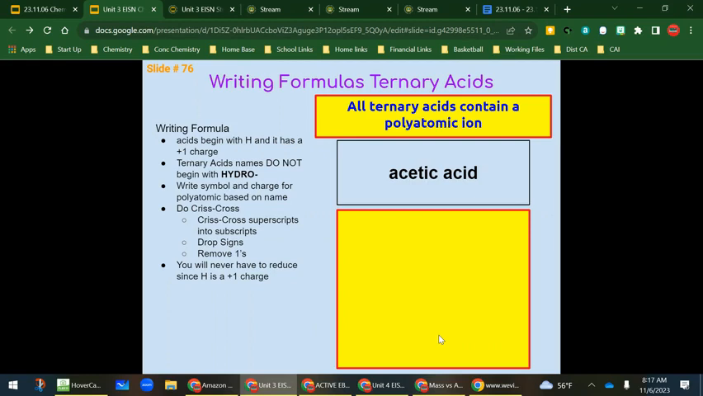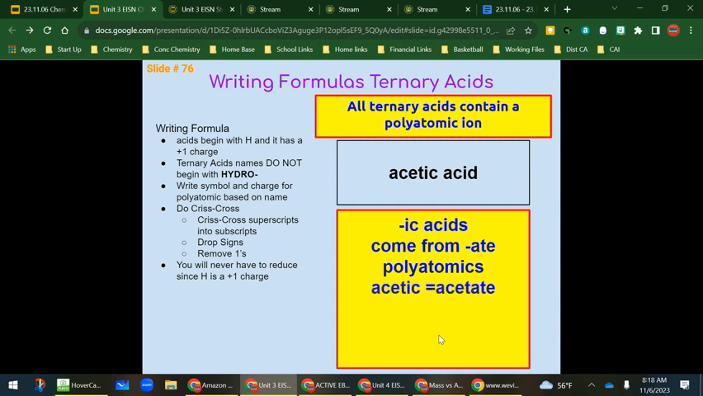What's its charge? Okay. So an ic acid came from an ATE polyatomic. Acetic means it came from acetate. Acetate: C2H3O2, and it's a -1.